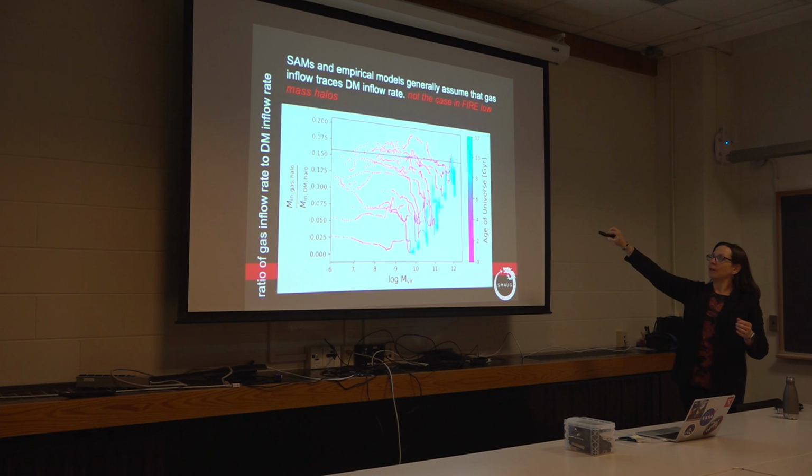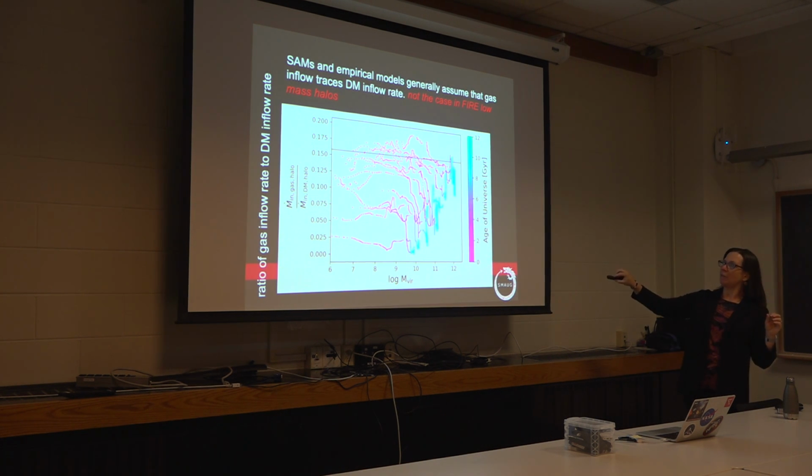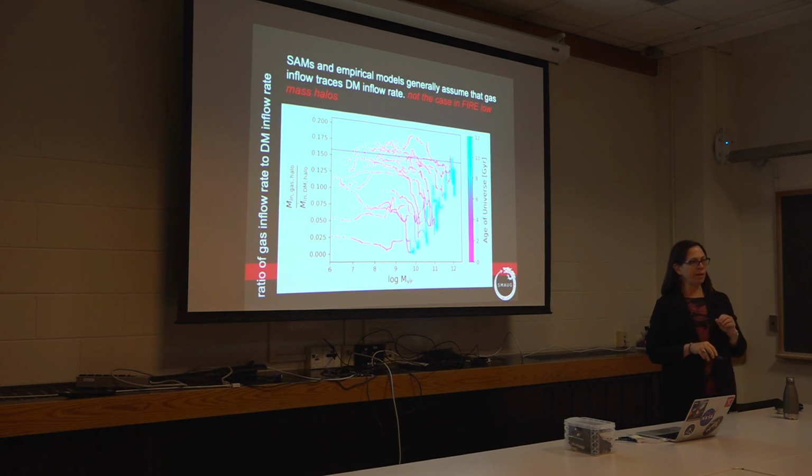Each track here is one of these halos, and you can read the halo mass off. So this is log halo mass. And then the color coding shows you the time along the track, going from the Big Bang to today. What you can see is that in these low mass halos, this assumption is very badly violated. Dark matter is coming in, but very little gas is coming in.